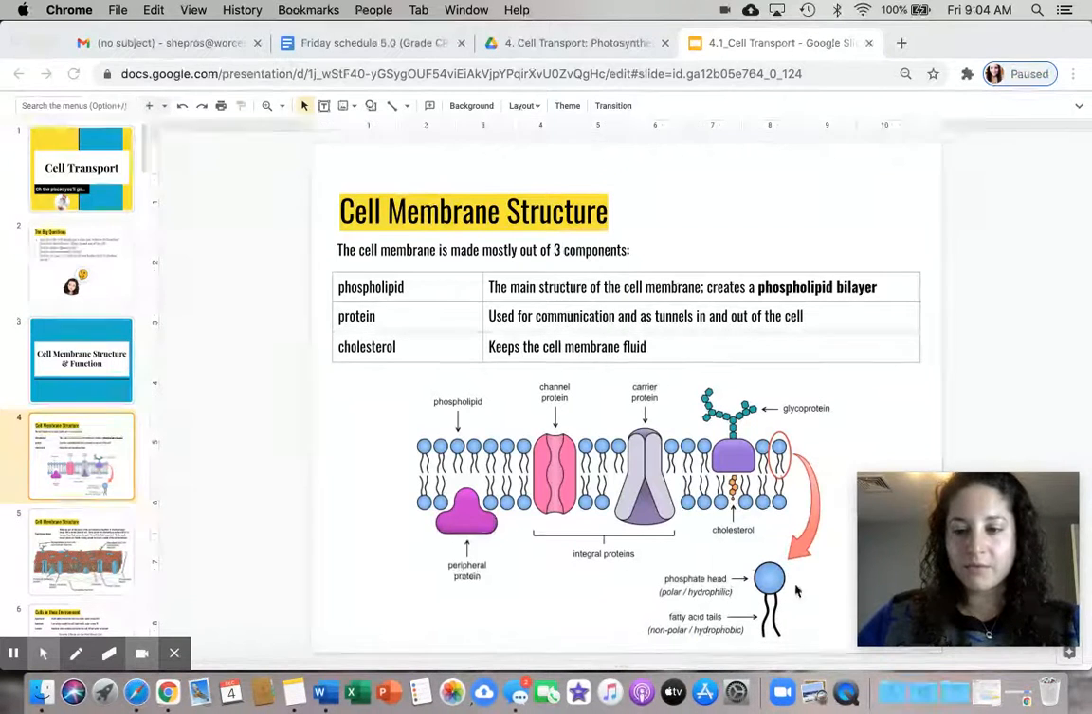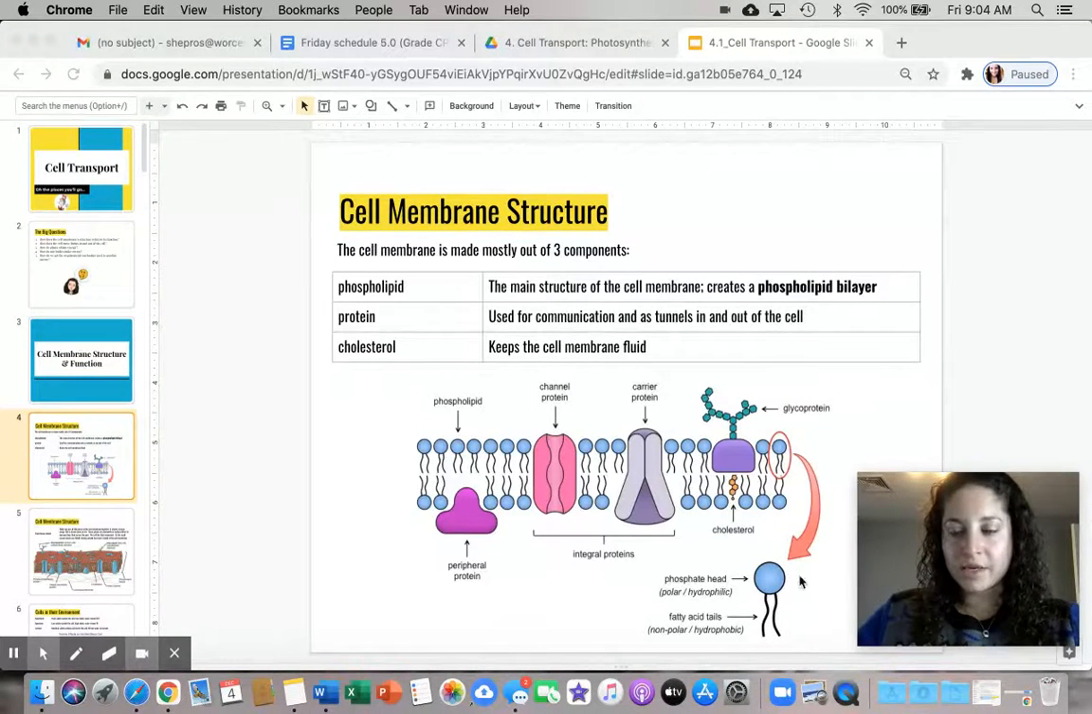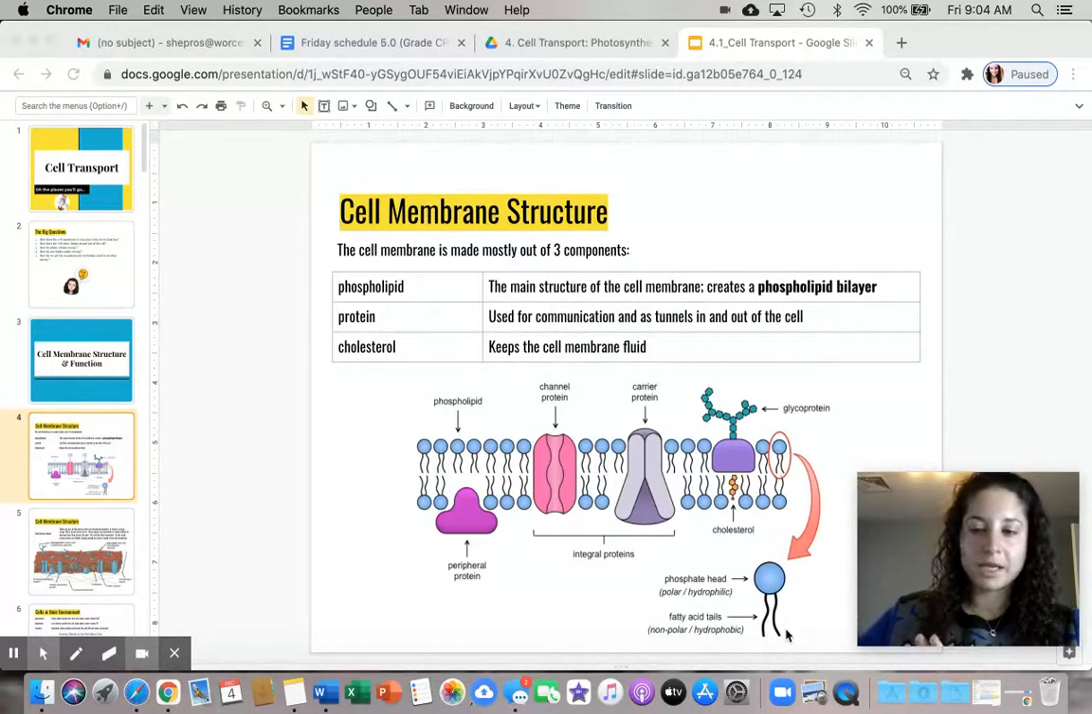So if you look right here, this is going to be an illustration of a phospholipid. It has what we call a polar head, and then it's going to have two non-polar tails right here. You don't have to worry about what polar means right now, but just know that when we take this phospholipid molecule, we put it together in this structure right here. So the tails will point in towards each other, the heads will point out either away from the cell or in towards the cell. And this is how we create that lipid bilayer.